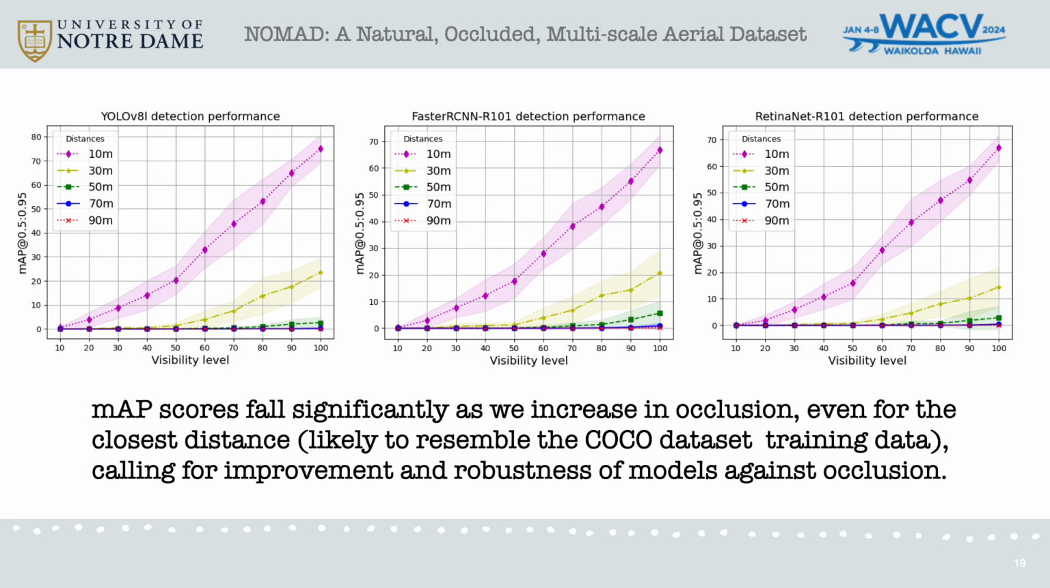First of all, we need to know that occlusion increases as the level of visibility decreases on the charts. Therefore, on all 3 models tested, mAP scores fall drastically as we increase in distance and occlusion. The higher performance of the model at the closest distance is expected as the data resembles ground view from COCO training data, which was the training data used for these models. Nevertheless, mAP scores fall significantly as we increase in occlusion even for the closest distance, calling for improvement and robustness of models against occlusion in aerial views.